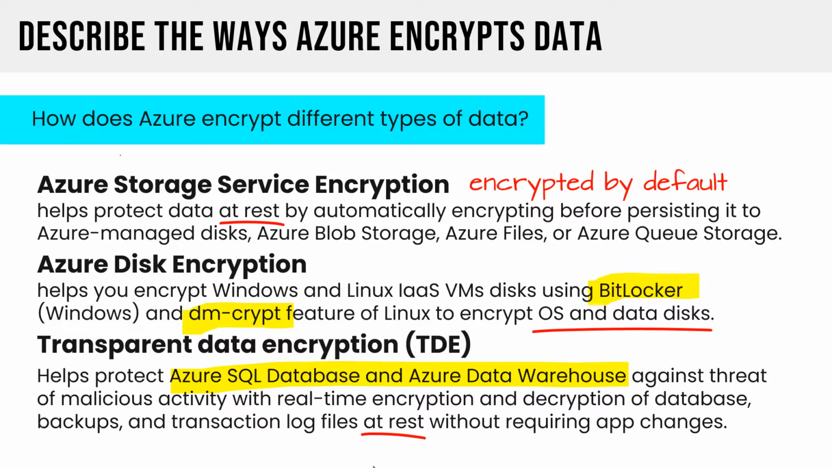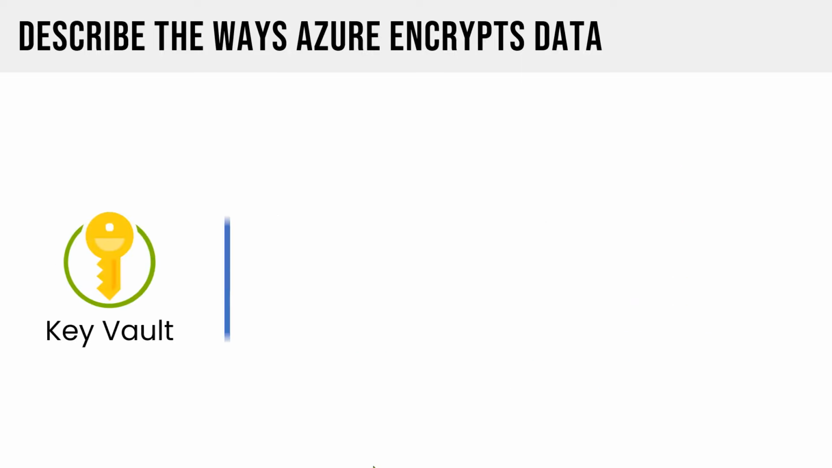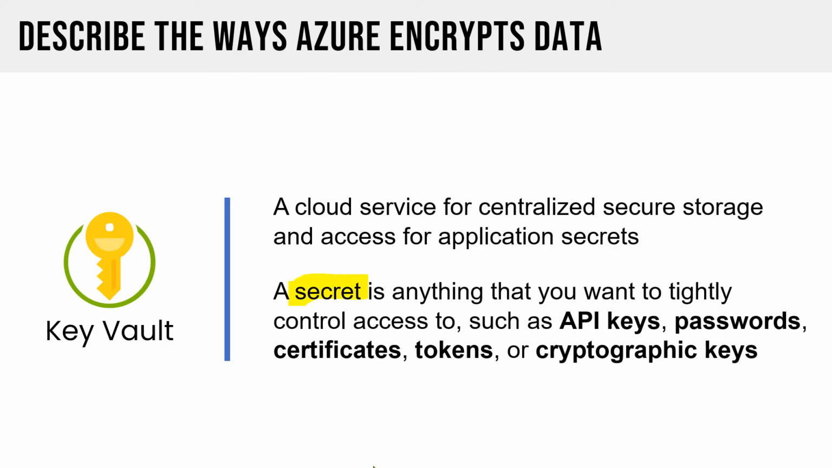Transparent data encryption has actually been around for quite a long time, and it's available in SQL Server on premises as well, by the by. If you get questions around protecting secrets, Key Vault is quite likely going to be your answer. Azure Key Vault is a cloud service for centralized, secure storage and access for application secrets. And a secret is really anything that you want to tightly control access to, be that an API key, a password, a certificate, a token, some form of cryptographic key. Key Vault is the place where we're going to store that.